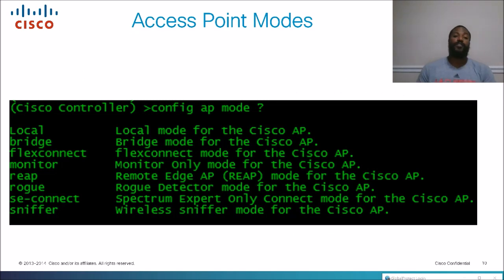So let's talk about the different access point modes. If you're on a wireless controller, you just do configure AP mode and then hit a question mark. You'll see the different AP modes. There are 8 AP modes we need to know for the exam. I know it says REAP here, which is Remote Edge AP mode for the Cisco AP. That is not one we're going to cover today. We're going to replace that with another mode, and we're going to talk about each one of these modes separately.